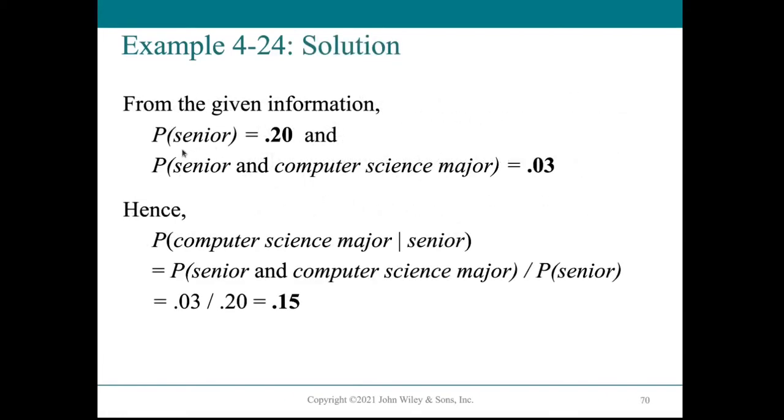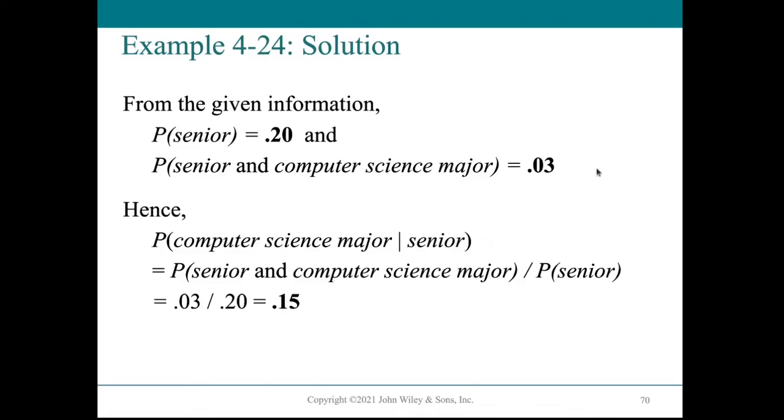So you have this one, 0.20, and the intersection, which is being a senior and a computer science major as well, is 0.03. So the probability of getting a computer science major who is also a senior is 0.03 divided by 0.20, that's 0.15. So that's the probability of getting a computer science major among the seniors.